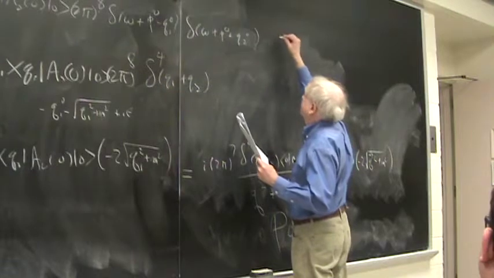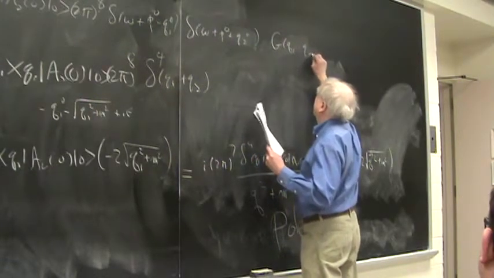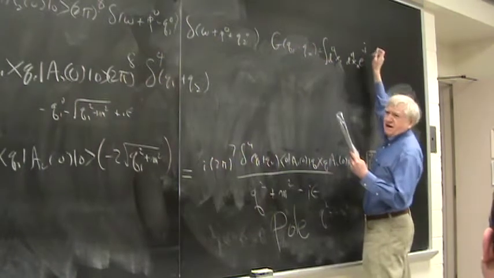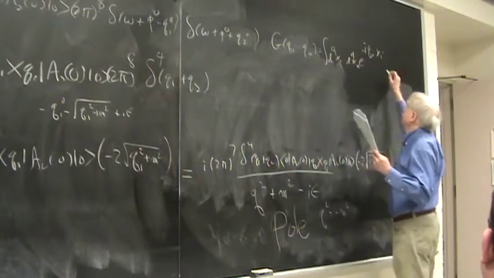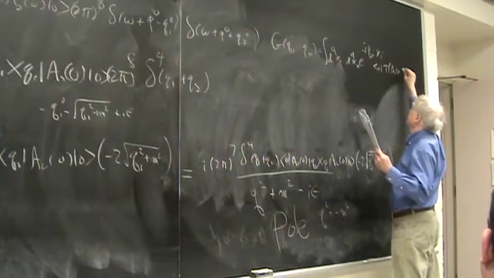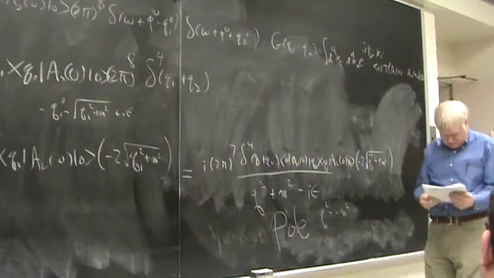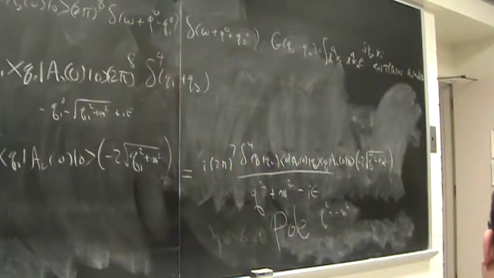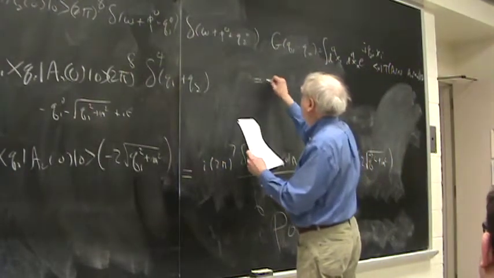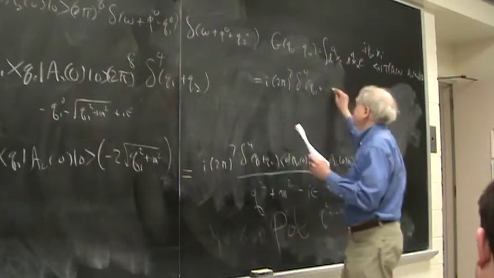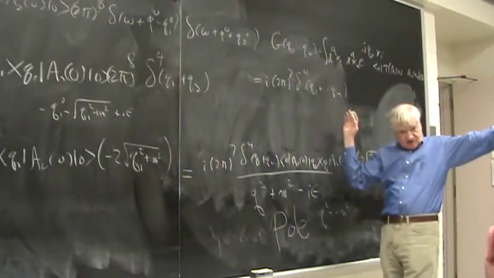Okay, so we're going to define G of q1 through qn as an integral d4x1 through d4xn, e to the minus i sum of qi xi, times the vacuum time-ordered product A1(x1) through An(xn) in the vacuum. This then, if you go through the same business as I went through, but for this general case, what you get is i (2π)^4 delta-4 of q1 plus through qn, which again is an instance of the first theorem.